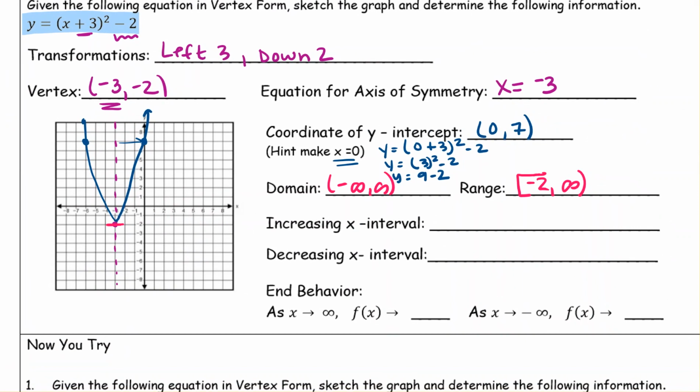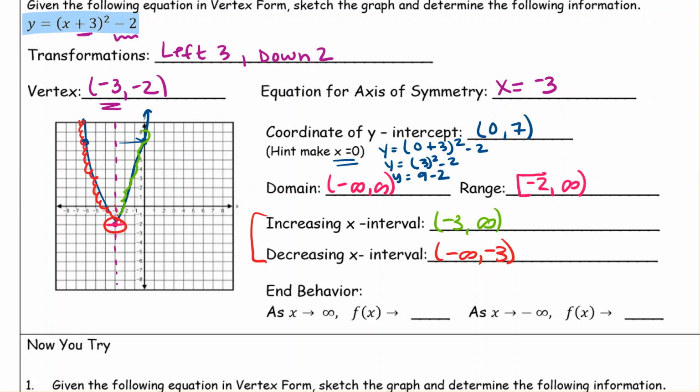This graph has a section where it decreases and a section where it increases. I'm going to trace over here. If I go left to right, it decreases initially, from -infinity until this x value. If I go up to my graph, that x value is -3. Then the next section, it increases. It starts increasing at -3, and it increases for the rest of the graph.